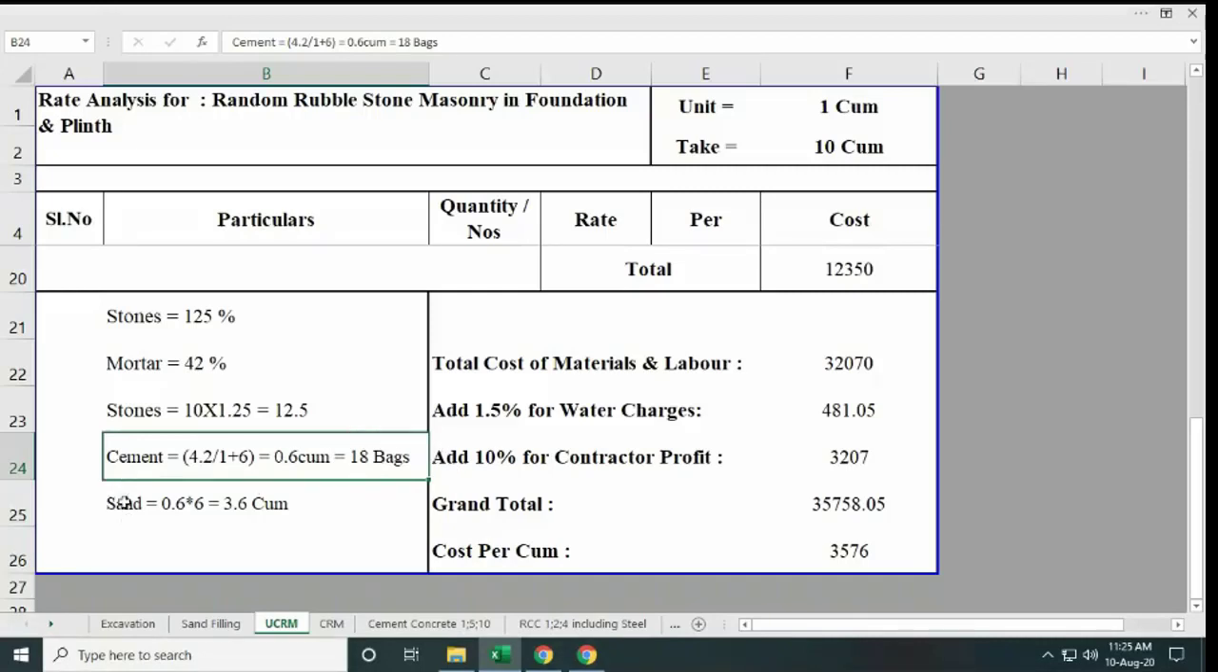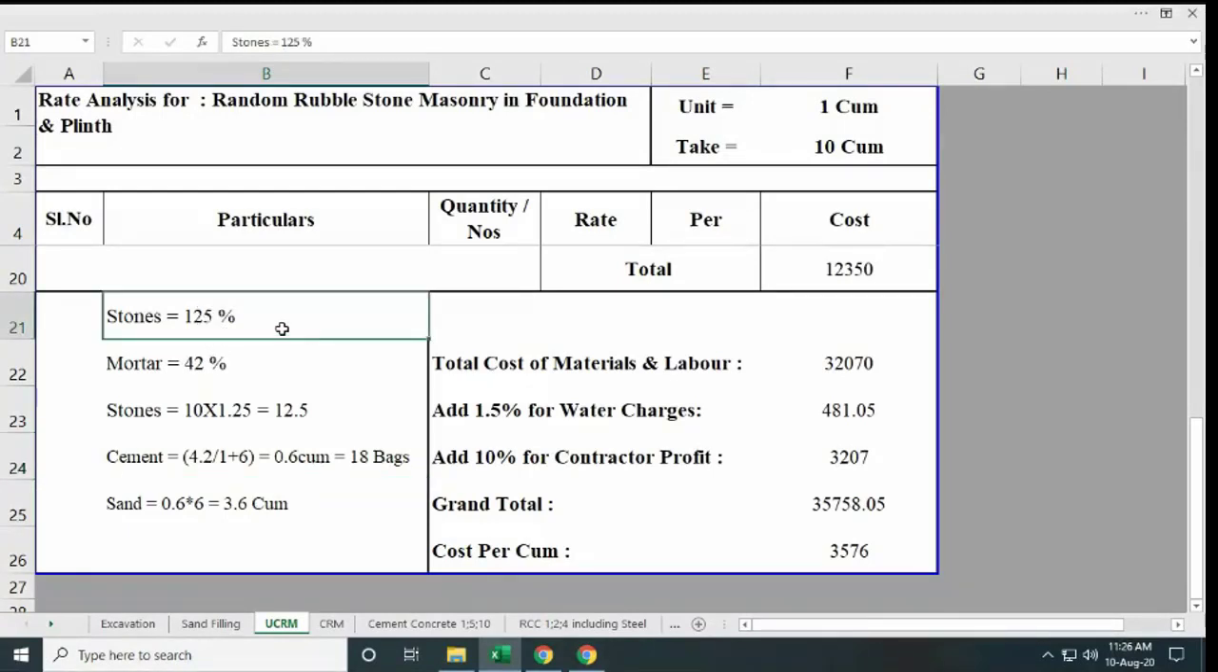The next is the sand calculation. 0.6 multiplied by the proportion, which is 6. 0.6 multiplied by 6 means 3.6 cubic meters of sand is required. If you want to do a stone masonry work of 10 cubic meters, you require 12.5 cubic meters of stone, 18 bags of cement, and 3.6 cubic meters of sand. So these things you have to remember.